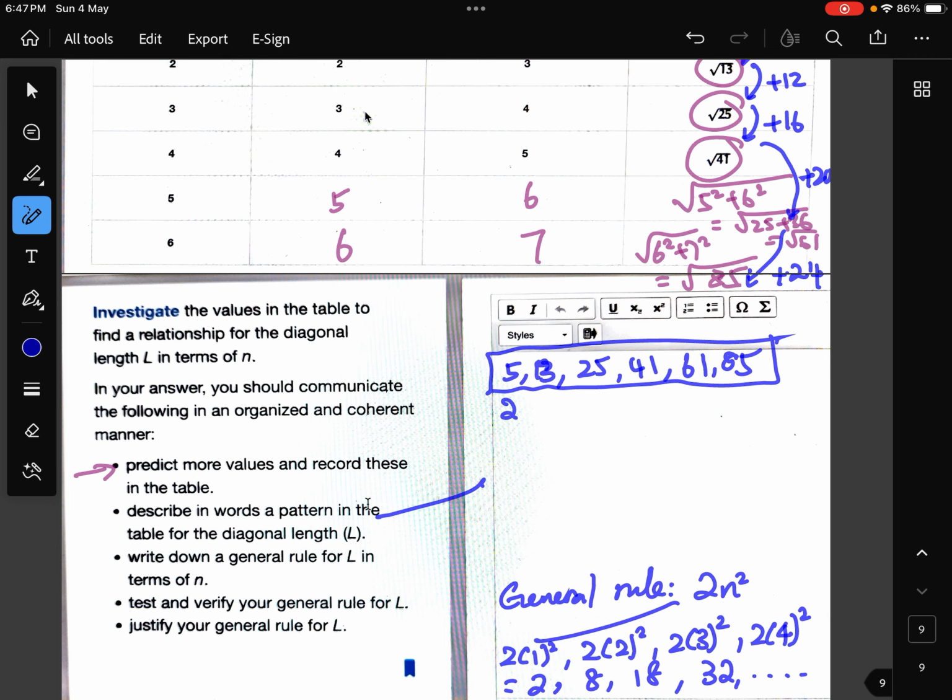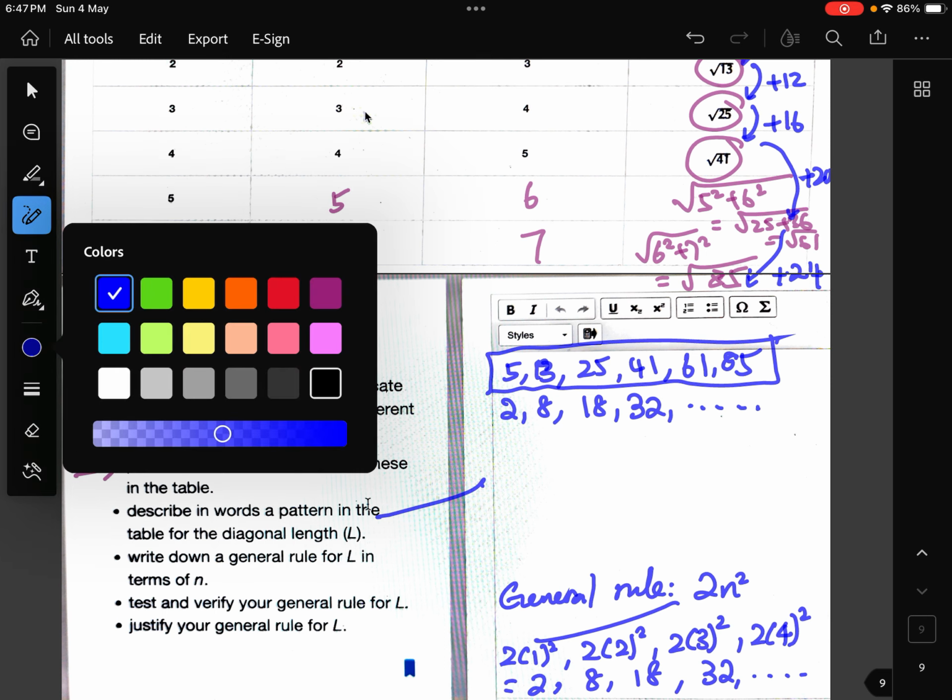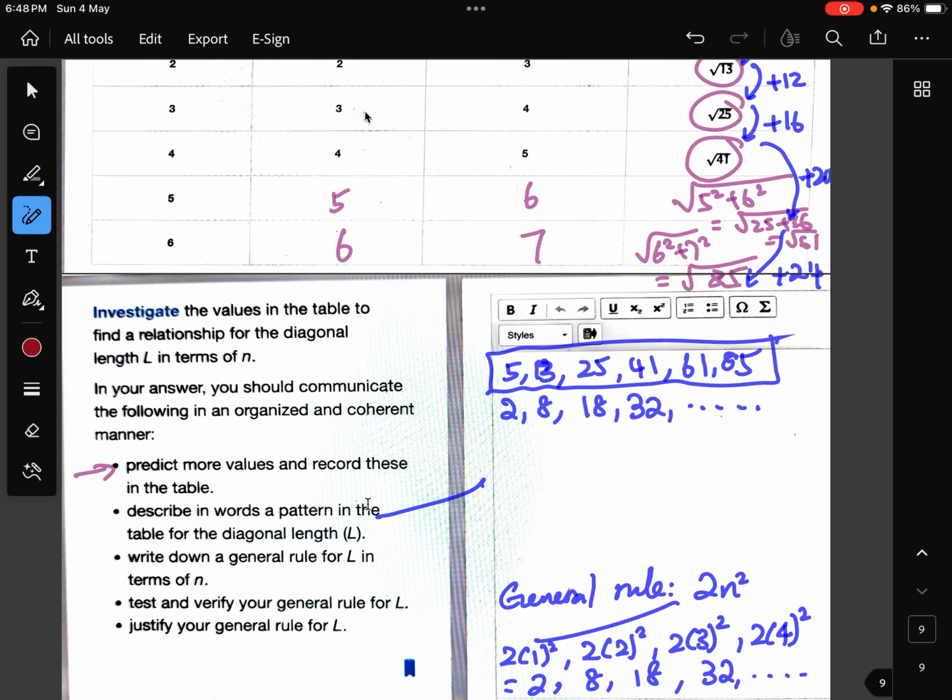So this will be 2, 8, 18, 32, and so on. Now, we know that in order for 2 to become 5, we need to add 3. To get from 8 to 13, that gives me 5. To get from 18 to 25, that gives me 7. And from 32 to 41, it needs to give me 9. So I'm trying to get these numbers to look like the original set of numbers here.